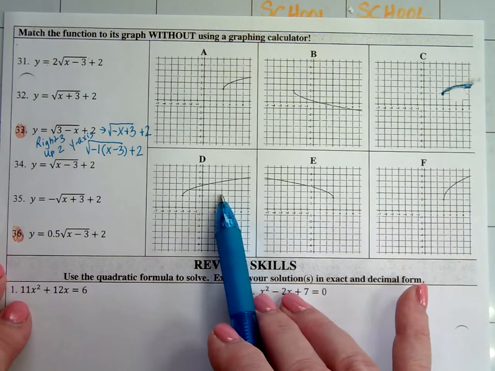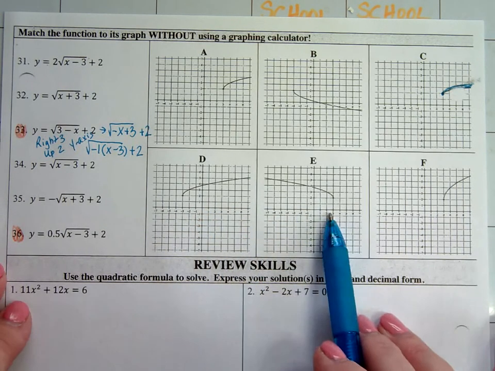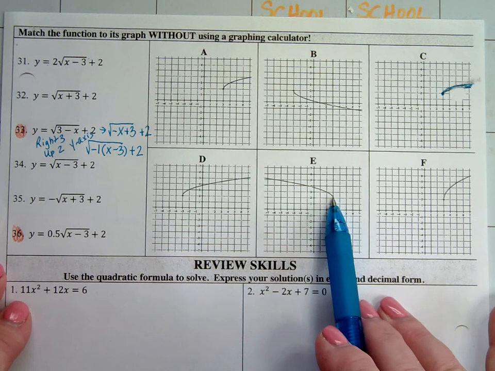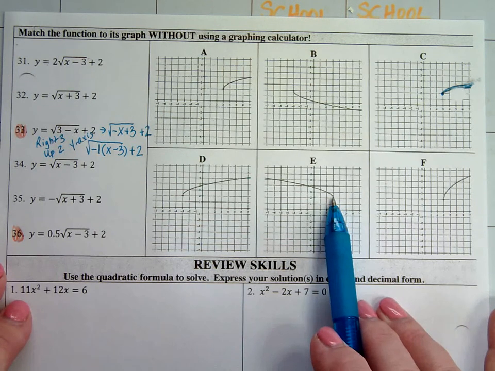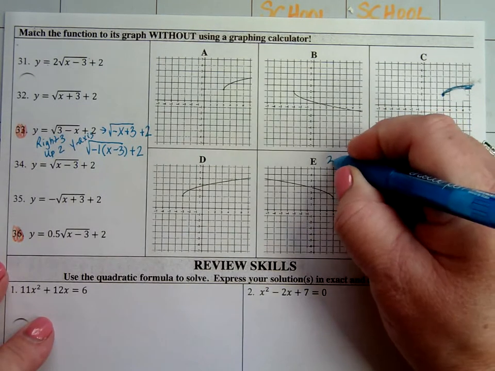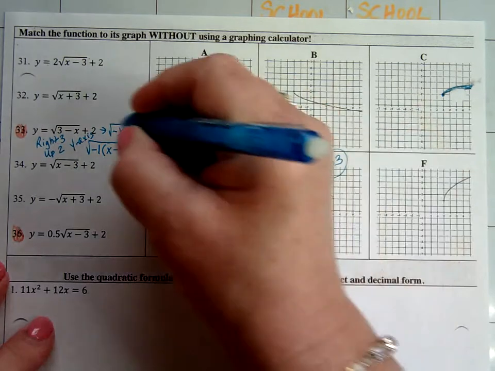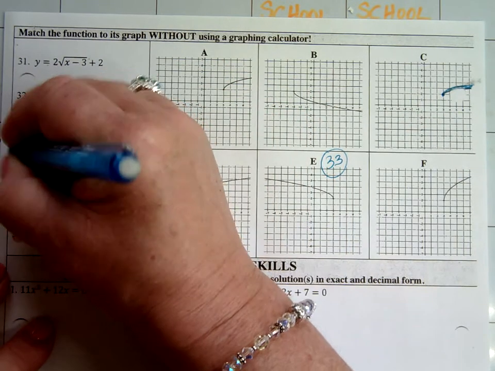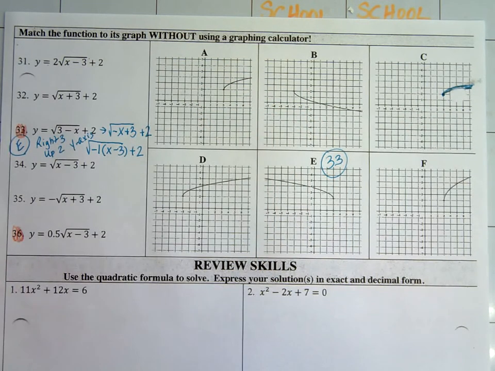If I go to the next one, this one's not right 3 up 2. Can't do D. E is right 3 up 2. Is it reflected over the y-axis? Is it going the other way? And the answer is yeah, it's going the other way. So this guy E is your number 33. 33 goes with E. It shows all three of those things.